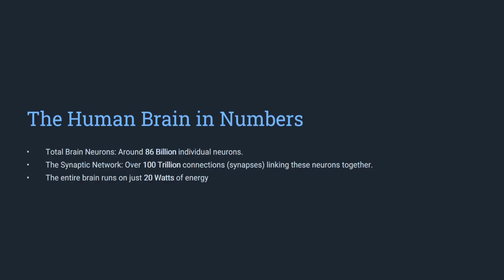In the beginning, I will talk about some interesting facts about the brain. The brain contains 86 billion neurons linked together by 100 trillion connections, and the entire brain system runs on just 20 watts of energy, less than the energy needed for a small light bulb. So this is a very short introduction to the complexity of the human brain.